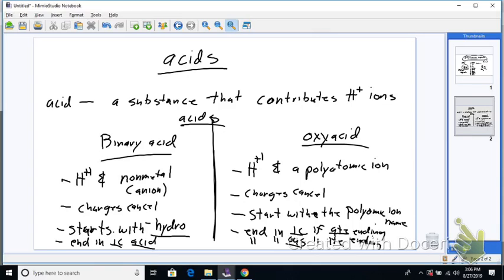Okay, so we're going to put this together and do some examples. So the right side, oxyacids, H plus ion in front. We recognize it. Charges cancel when we put them together. That's easy. The name of the oxyacid is going to start with whatever the polyatomic ion's name starts with. But the ending is going to change based upon if it has an ATE ending or an ITE ending. If the polyatomic ion ends in ATE, then the name is going to end in IC. If it ends in ITE, the ending is going to be OUS.